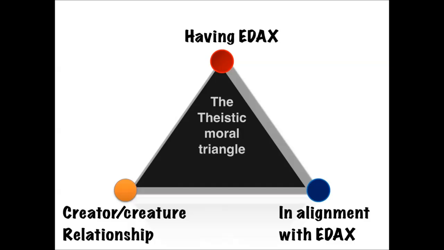The final aspect that completes the theistic definition of morality is the relationship between the all-good creator and beings who are a shadow of his nature. The key word here is obedience, the third corner of the theistic moral triangle. Being in alignment with God is to obey the will of God that flows out from the nature of God.